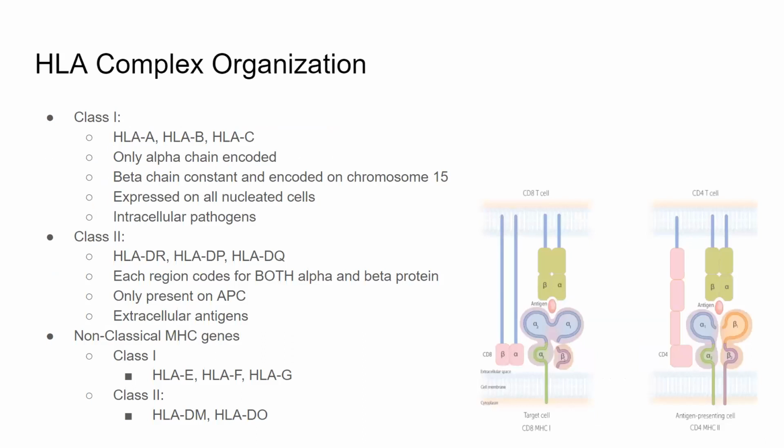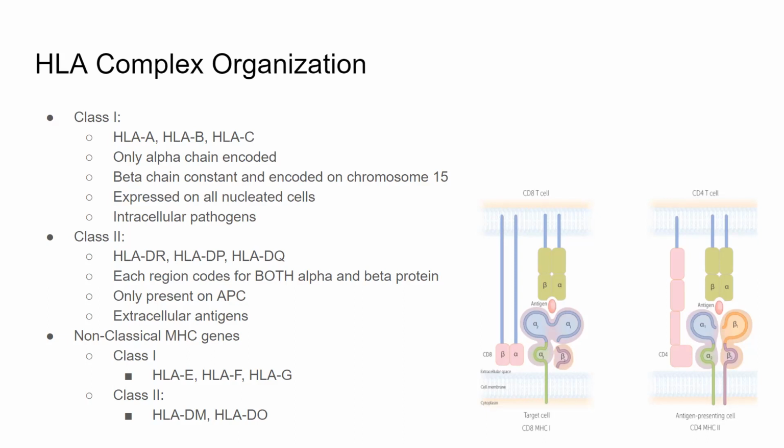So class 1 is HLA A, B, and C. I'm going to tell you all the high yield stuff here, but know that only the alpha chain is encoded on chromosome 6. There is no beta chain encoded for class 1 on chromosome 6. It's on chromosome 15, and the beta chain is called beta 2 microglobulin. So what this means is that the variability of MHC only comes from the alpha chain, because all MHC class 1s have the same exact beta chain, beta 2 microglobulin. Does that make sense? Cool.